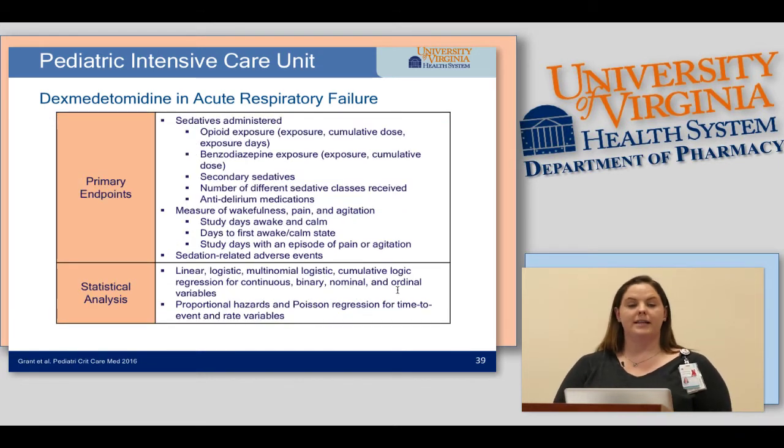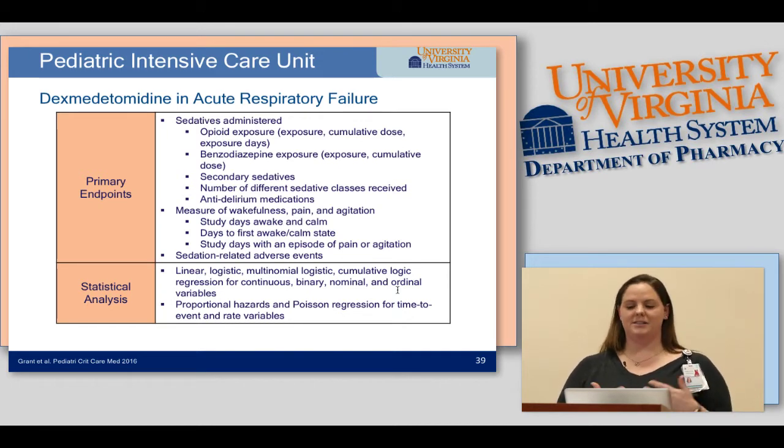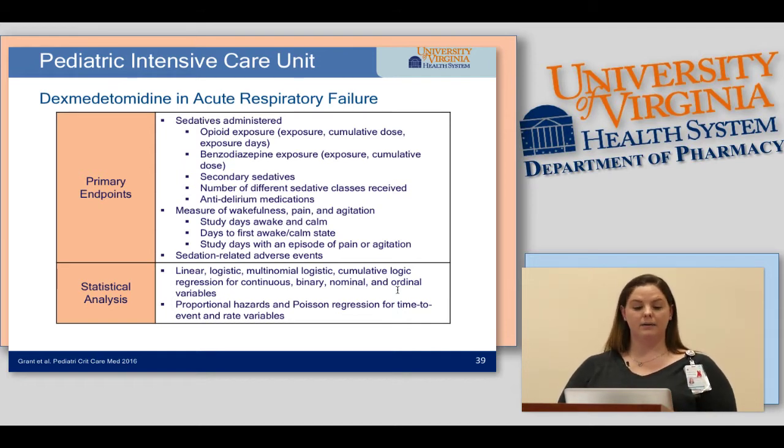The primary endpoints they were looking at were the sedatives administered, so opioids, benzodiazepines, as well as secondary sedatives, the number of different sedative classes received, and anti-delirium medications. Of note, neither the parent study nor this study specifically said what they defined as anti-delirium medications. Measures of wakefulness, pain, and agitation were also looked at, including the study days awake and calm, the days to first awake and calm state, and study days with an episode of pain or agitation. They also looked at sedation-related adverse events, and I've listed the statistical analysis up there for you.